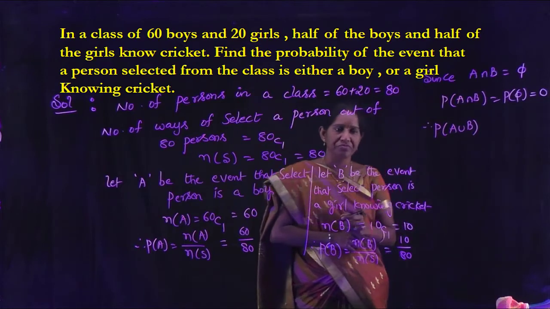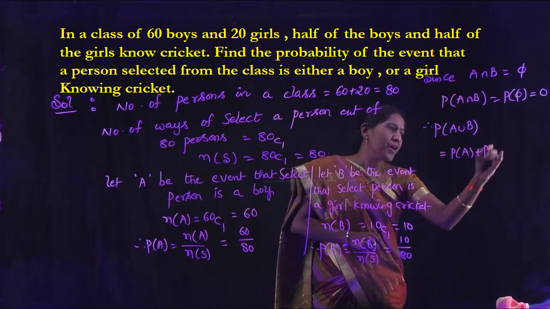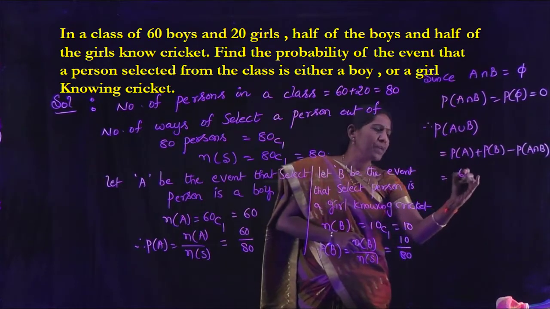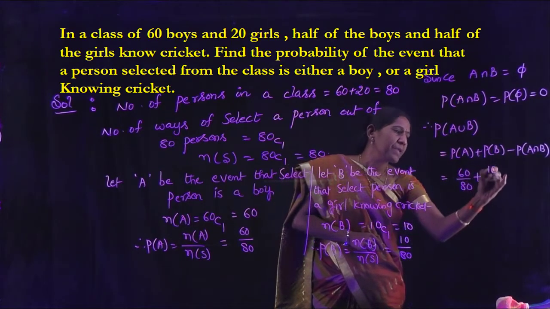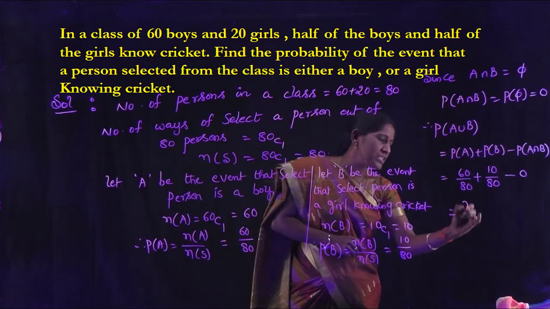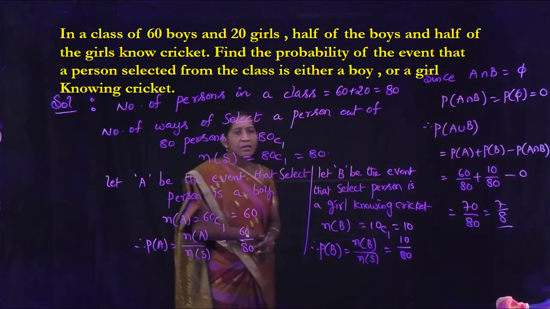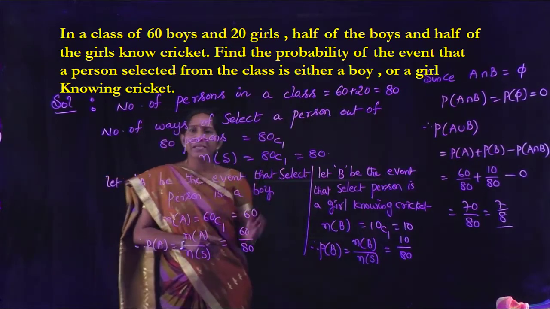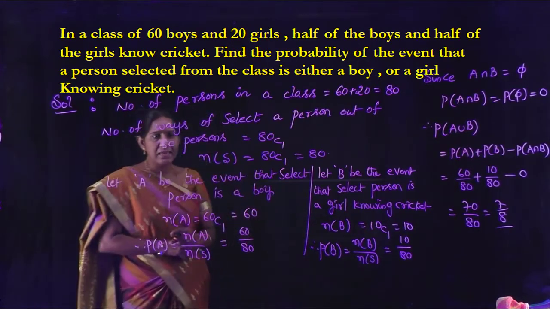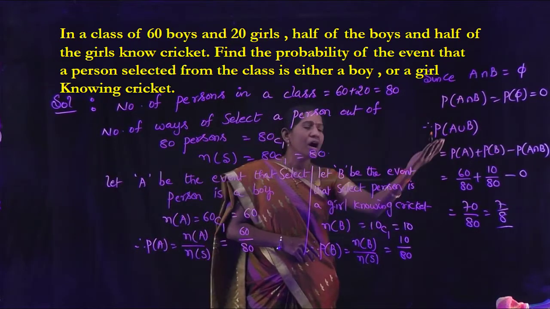Therefore, P of A union B is P of A plus P of B minus P of A intersection B. Put the values. P of A is 60 by 80 and P of B is 10 by 80, minus P of A intersection B which is 0. So this becomes 70 by 80, which is nothing but 7 by 8. So the probability that the selected person is either a boy or a girl knowing cricket, with the boy event taken as A and the girl event taken as B, is P of A union B, that is 7 by 8.